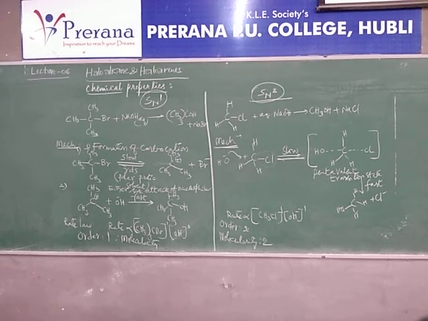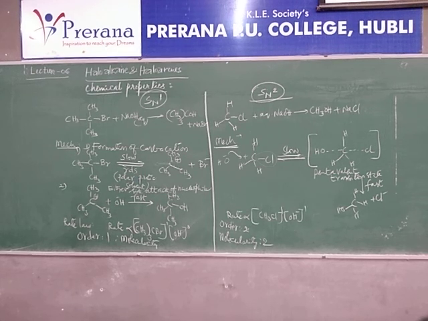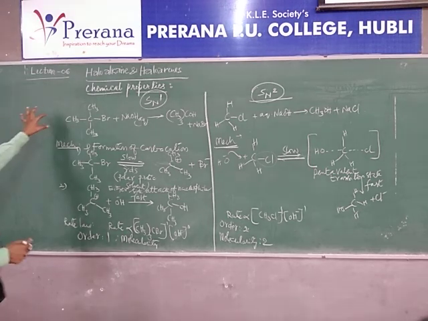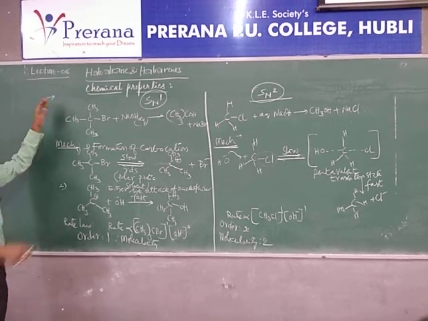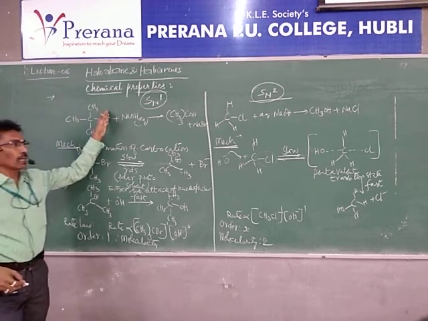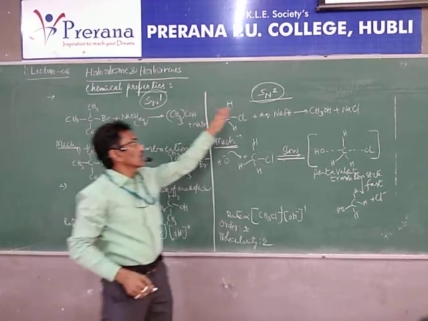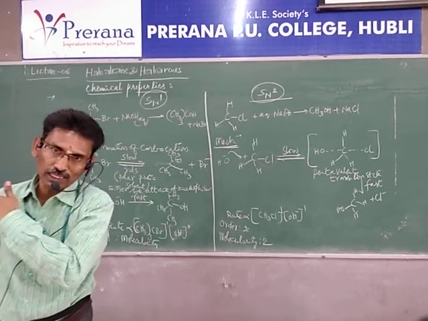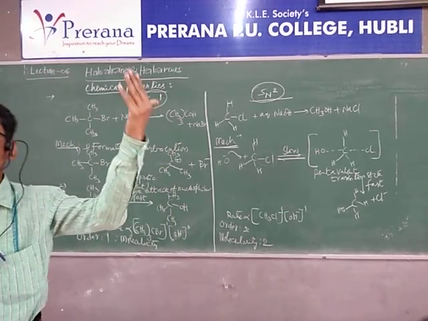After that, some other aspects will be collected very soon. What are the other aspects? Order of reactivity of alkyl halide may be asked for 1 mark in the SN1 mechanism. The answer is tertiary alkyl halide greater than secondary greater than primary. What is the order of alkyl halide in the SN2 mechanism? It is the reverse: primary greater than secondary greater than tertiary.